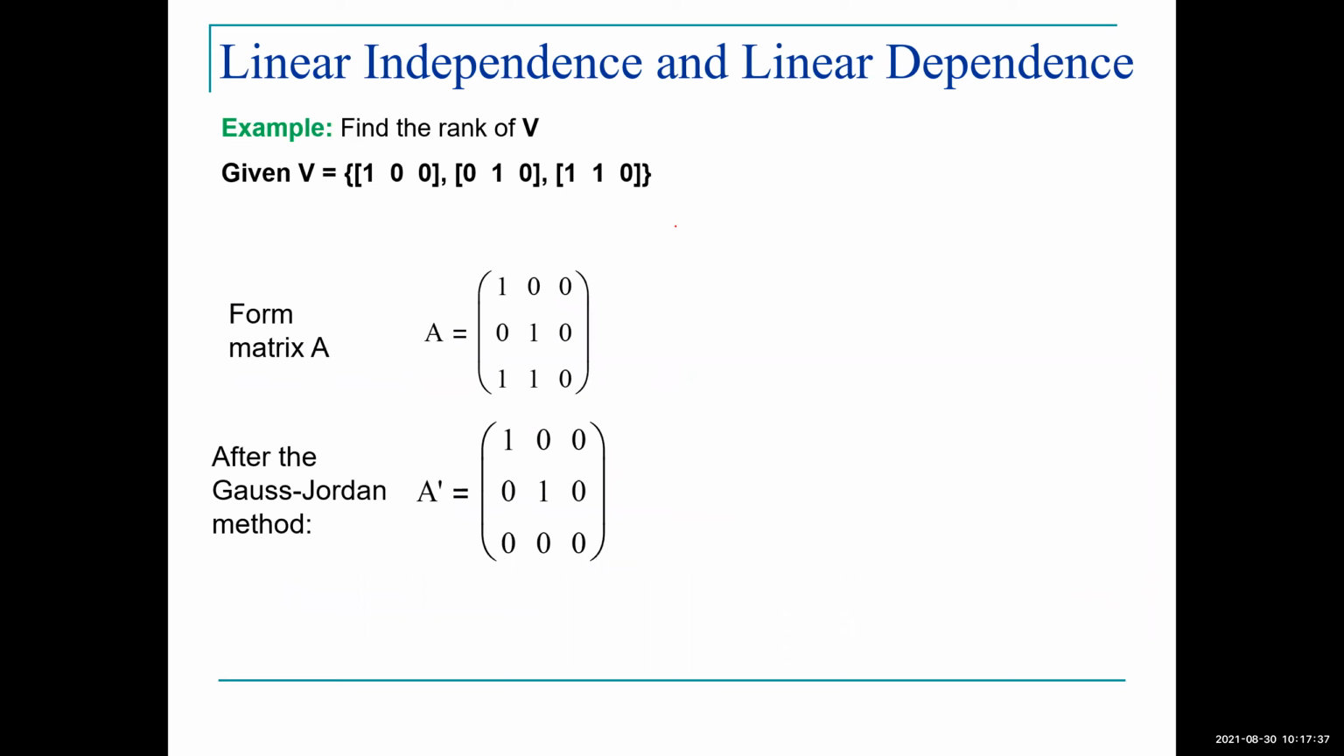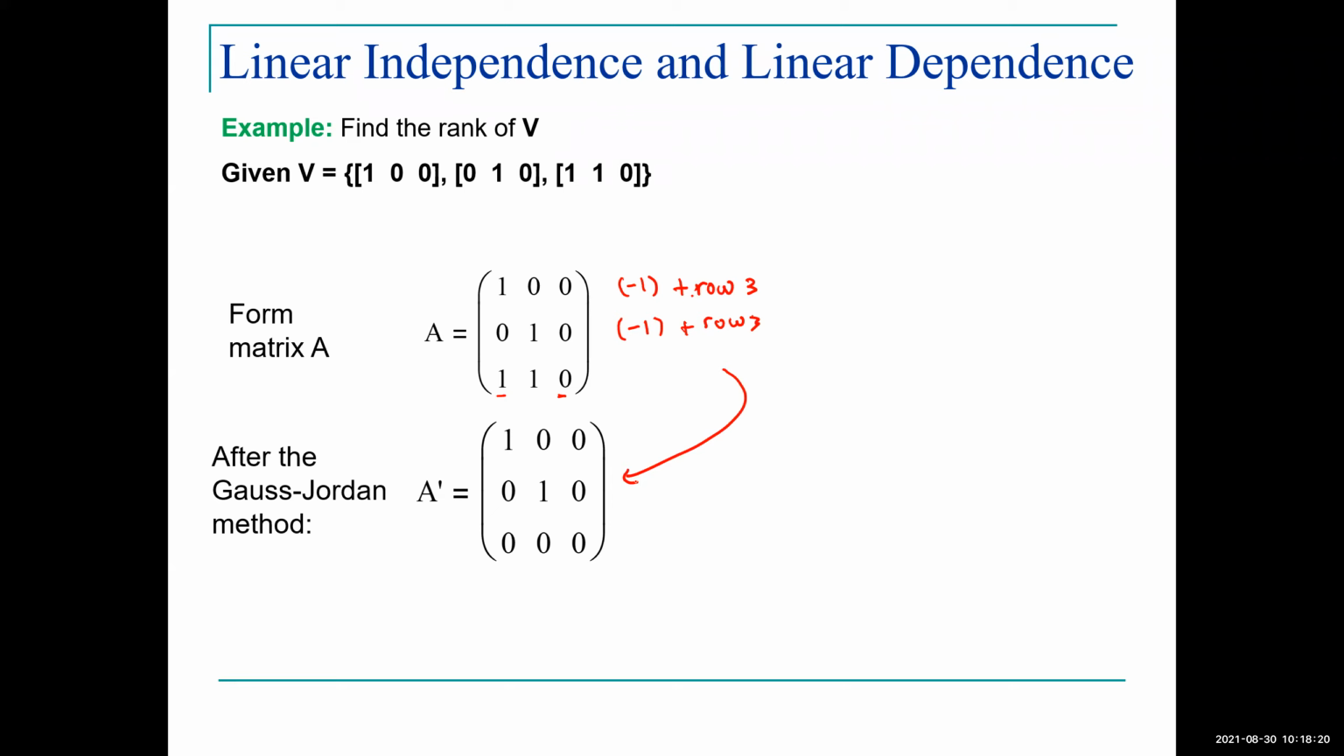So for example, we have this matrix A. It looks like the identity matrix, but we have switched these two, so it's not an identity matrix. And we want to find out the rank of this matrix. After applying the Gauss-Jordan method, essentially what we are doing is multiplying this row by -1 and adding it to row 3, and also multiplying this row by -1 and adding that to row 3. We obtain this new matrix A prime after applying the Gauss-Jordan method.